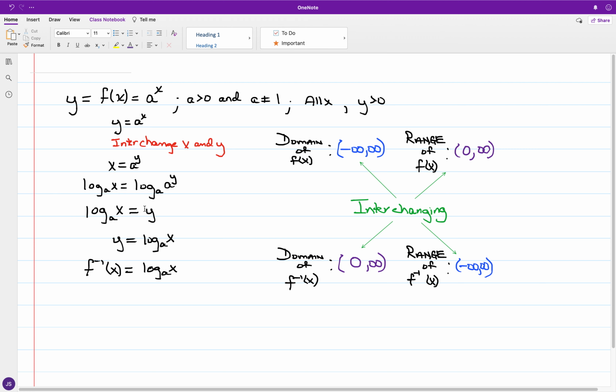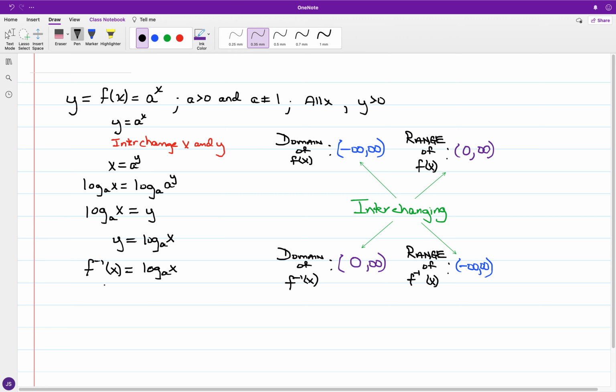To take care of the exponential base a, I'm going to take logarithms in the matching base, which is going to be a. So I have the base a logarithm of x is equal to y, and then switching the order, y is equal to the base a logarithm of x. This y is making reference to the inverse of f of x, and that is going to be the base a logarithm of x.